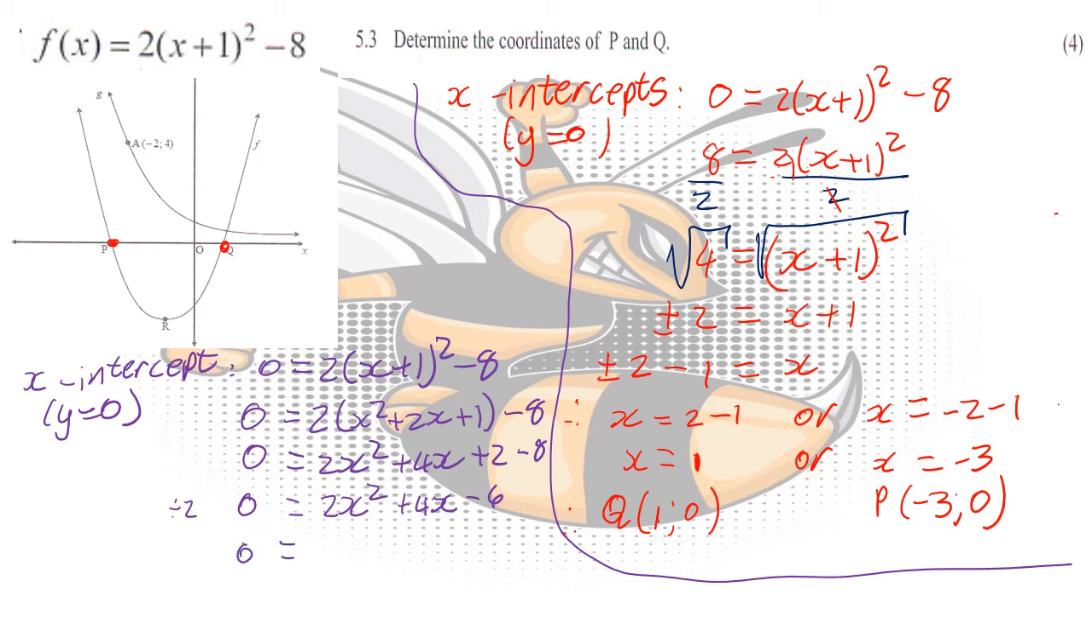So 0 is then equal to x squared plus 2x minus 3. And then from there I can simply just factorize like I would normally do. So 0 is then equal to (x plus 3)(x minus 1). And then from there I can say thus x is equal to minus 3 or x is equal to 1.